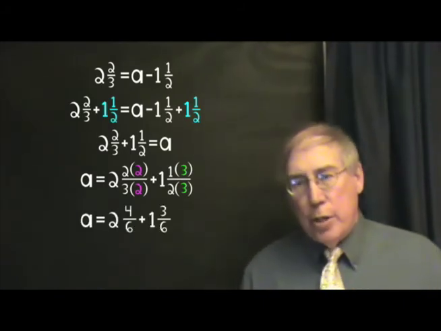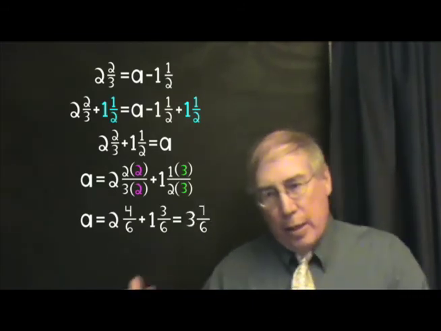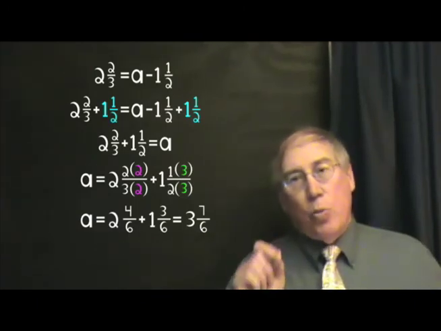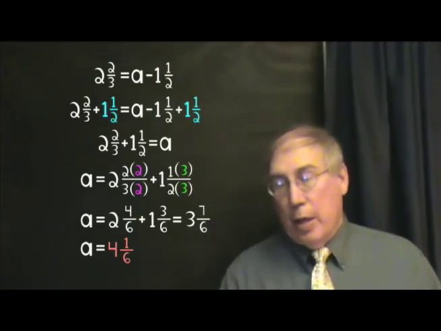So we get 2 4/6 plus 1 3/6. Now we can just add across. Now the 7/6 there is the same as 1 1/6. So we can add the 1 to the 3, and so we get 4 1/6.